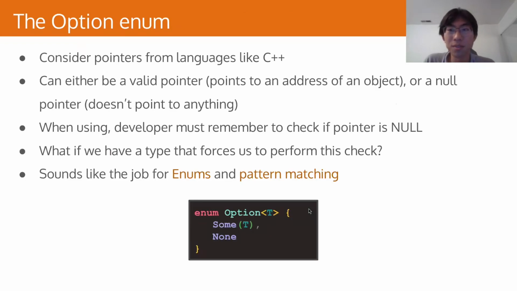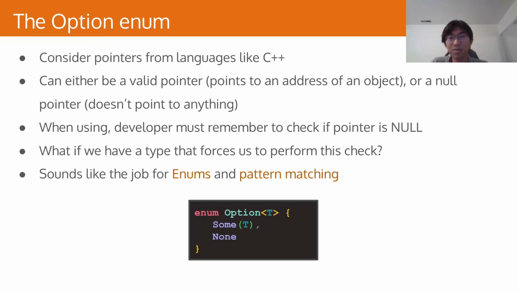Now we'll talk about the option enum. So we talked about the option enum last lecture, but we'll explain it more formally here now that we talked a little about how enums work under the hood. And the motivating example for why we would want an option enum is to consider pointers from languages like C++. So we know that the pointer can either be valid, that it points to the address of something, or it could be a null pointer, right?